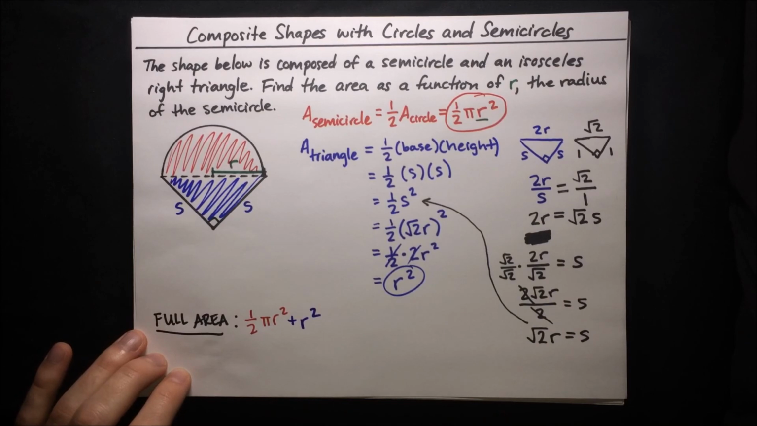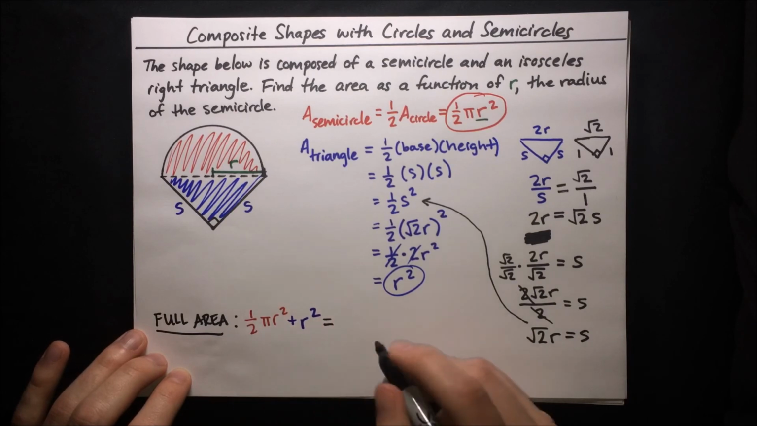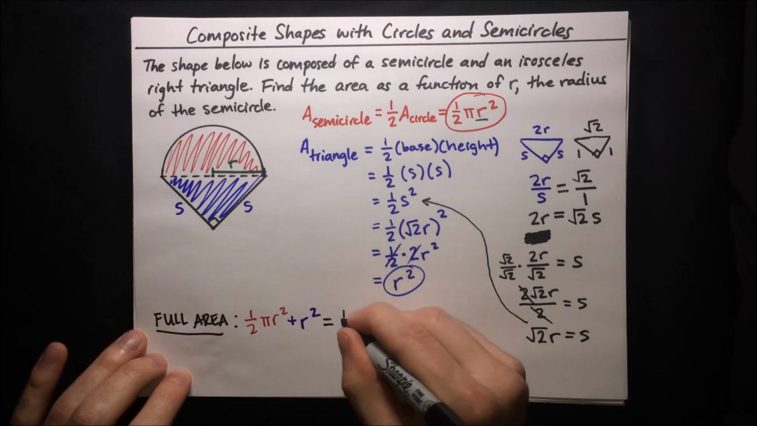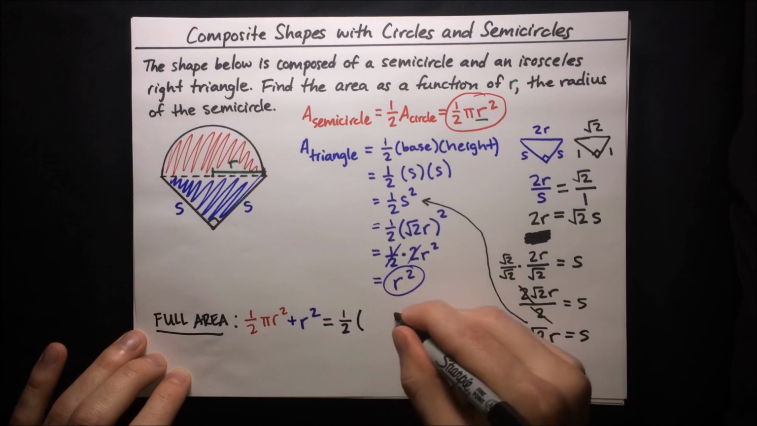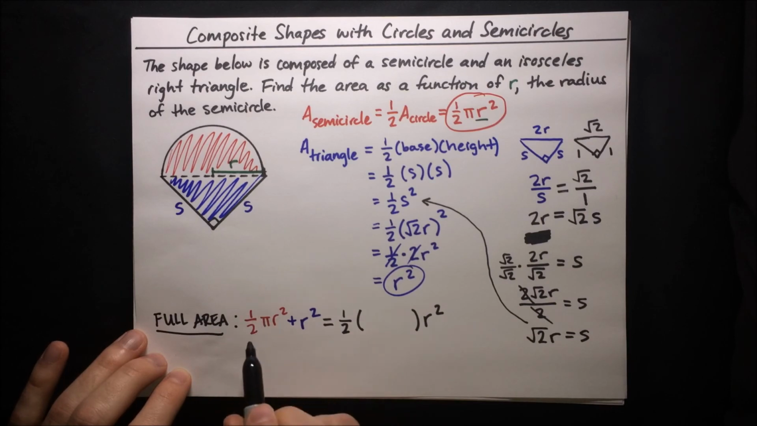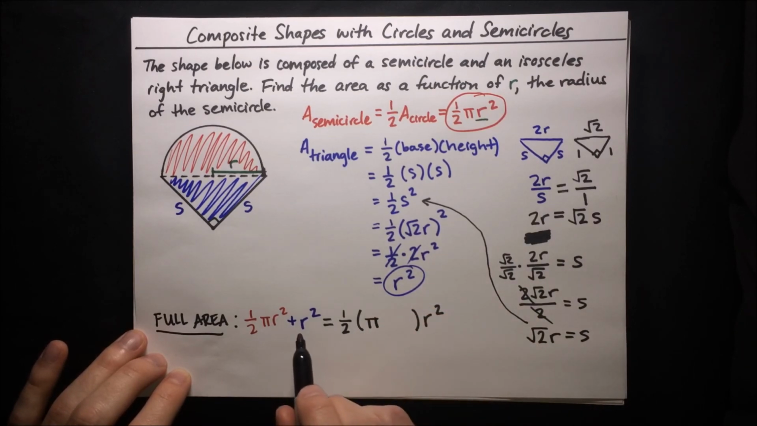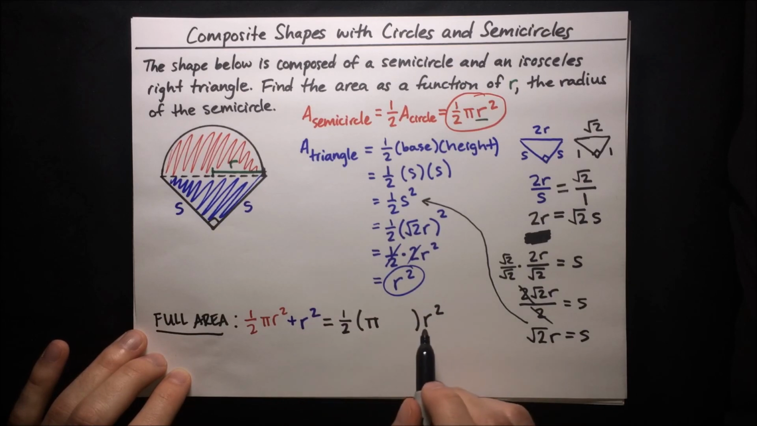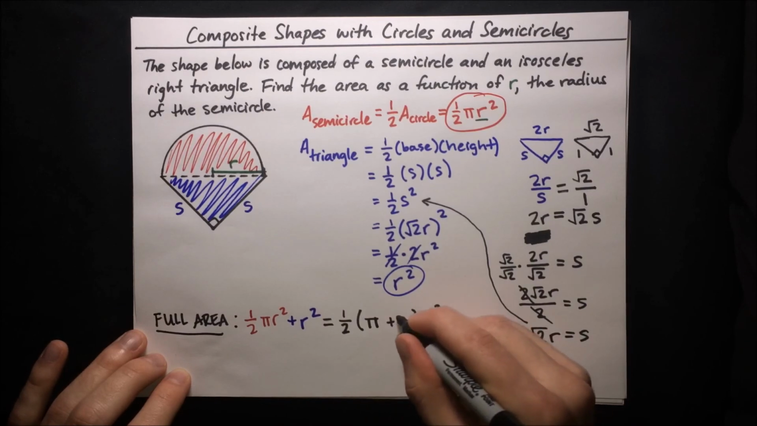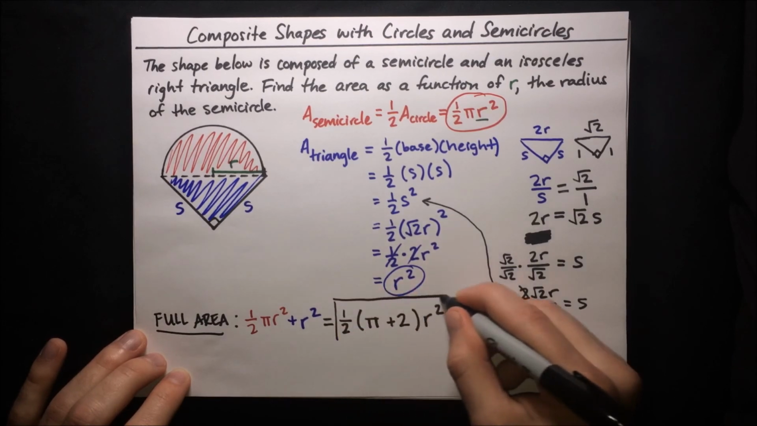And we can factor that a little bit to make it more clean. That's just equal to, let's factor out a half and an r squared. So a half times something in parentheses times an r squared. When we factor that out from the first term, there's just a pi here, because we've got a half pi r squared, so just a pi. And then the second term is r squared, so we factor out an r squared, then we just got 1, and to factor out a half, we have to turn that into 2. So plus 2. So a half times pi plus 2 times r squared. That is our full area.